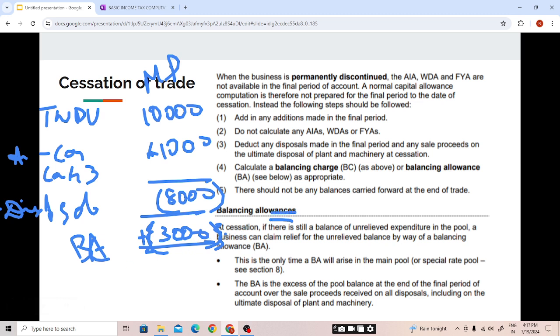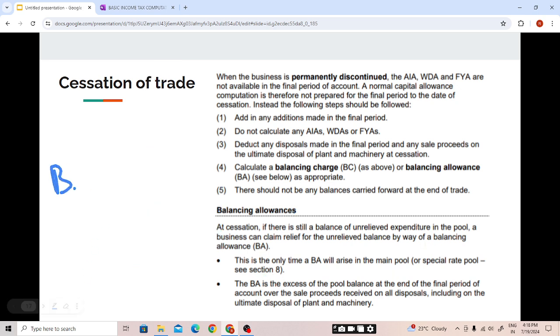So students, at cessation, if there is still a balance of unrelieved expenditure in the pool, the business can claim relief for the unrelieved balance by way of obtaining a balancing allowance. This is the only time a balancing allowance will arise in the main or special pool items. Balancing allowance will arise when we close our business, in the main pool or special pool.